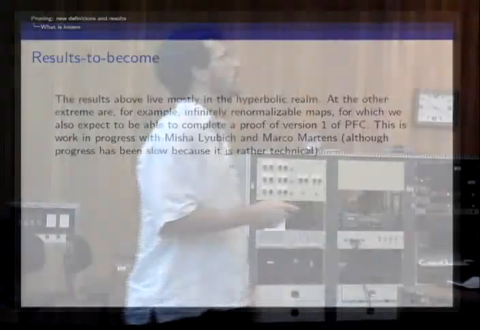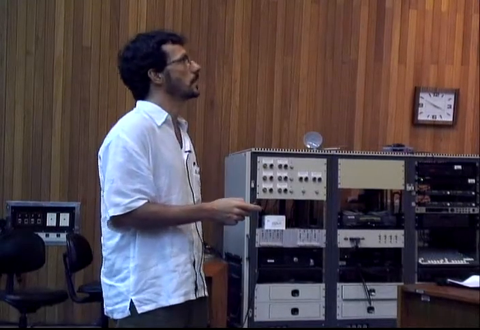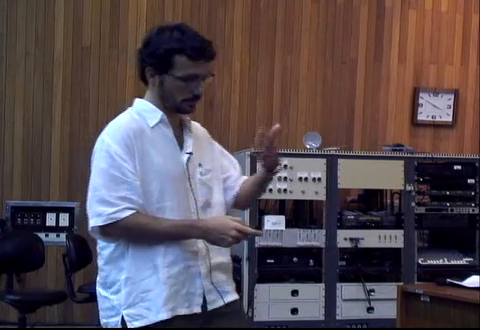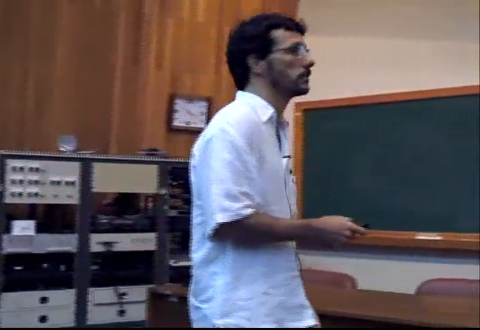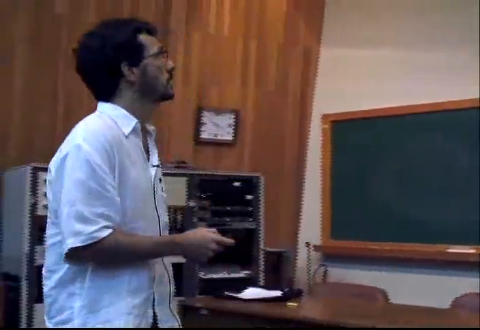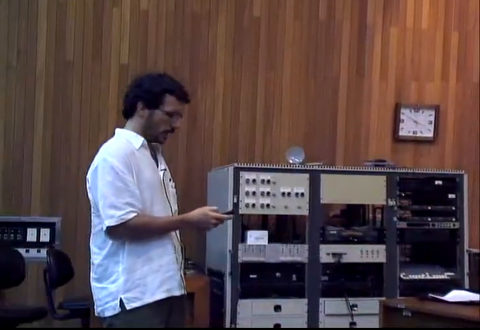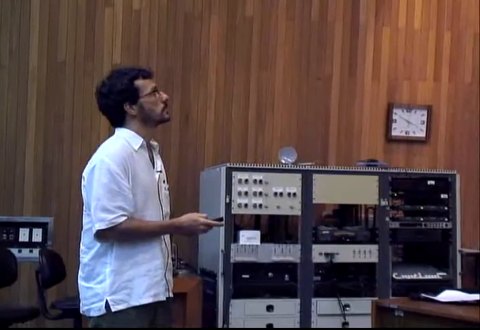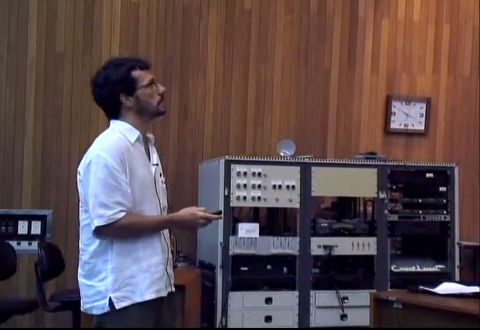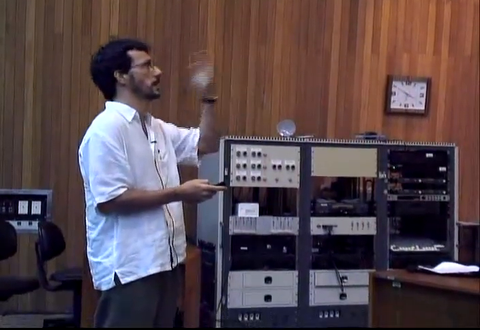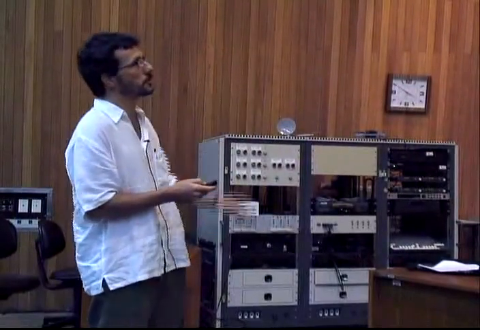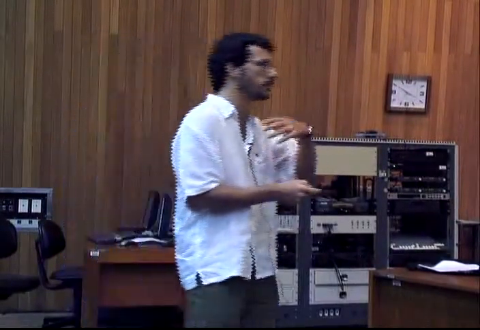Things moved along, and no major difficulties were found, except that at some point I ran out of stamina. But I expect to be able to come back to that and finish this proof, because it's all there, I think. And give a proof of the pruning front conjecture for some cases which are very, very far from being hyperbolic.